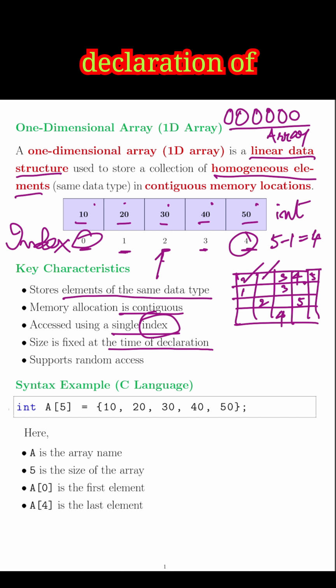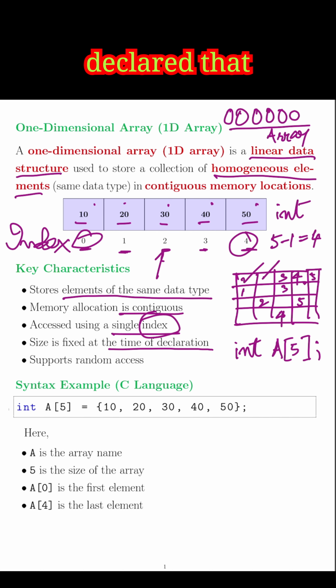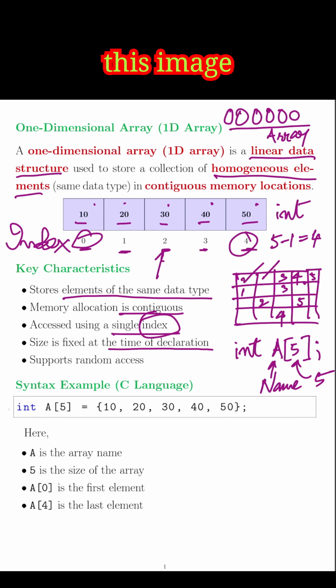And if you see the declaration of the array, it is given like this: int a[5]. It means that we have declared an array like this, and the array name is a. Size of the array is going to be 5. That means it will store 5 elements like this image given here, and the indexing will definitely start from 0 to 5 minus 1, that is 4 is the last element. Okay, and all the elements will be of integer data type. So this is one way of declaring array.